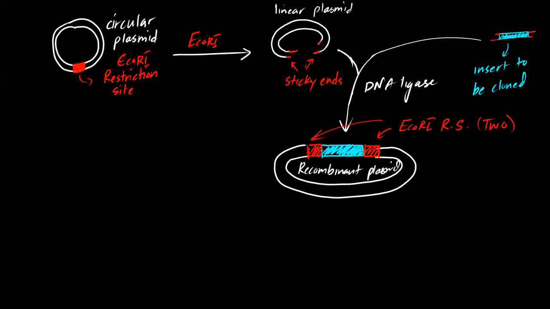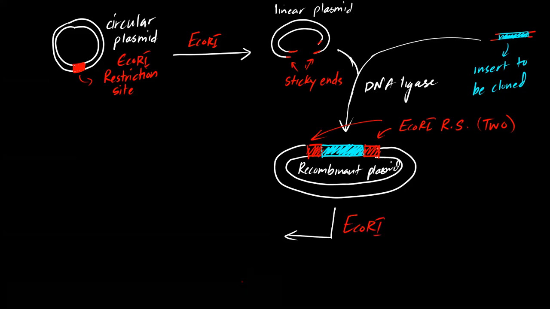Okay. Now imagine if we take this recombinant plasmid and cut it again with EcoR1, what will happen? So now this recombinant plasmid, if we cut it with the restriction enzyme EcoR1, what do you expect will happen?